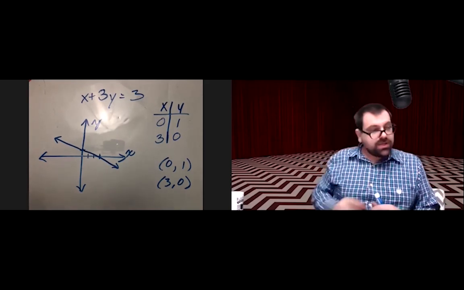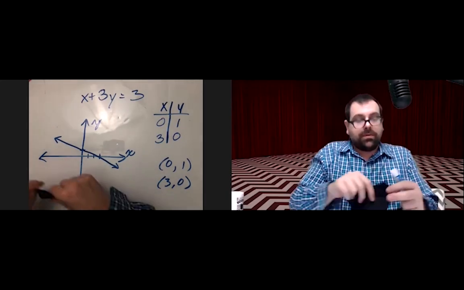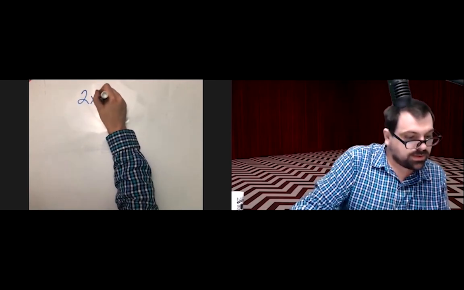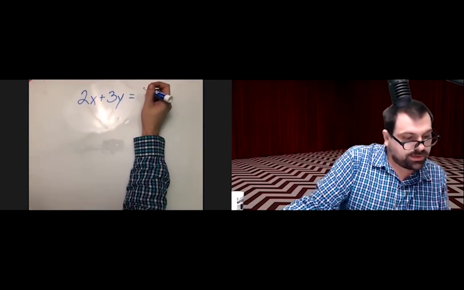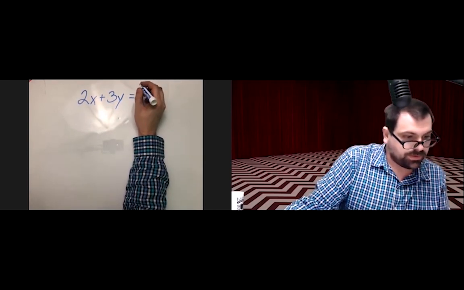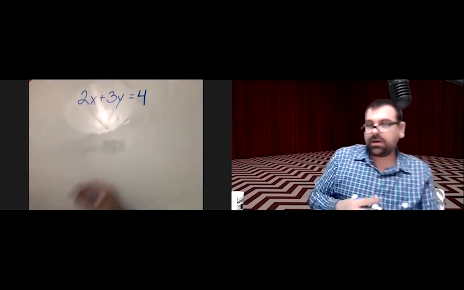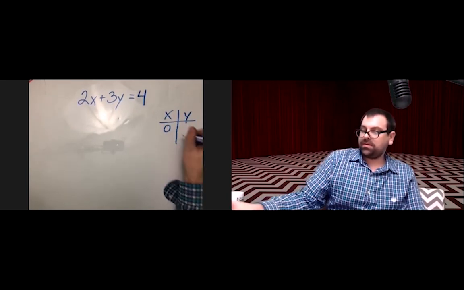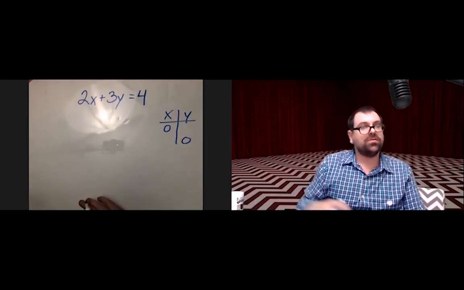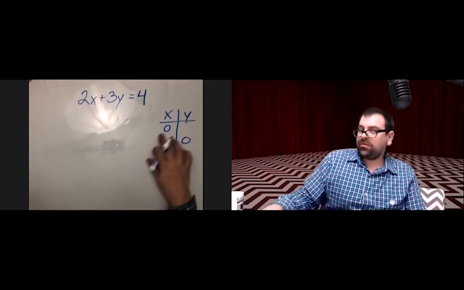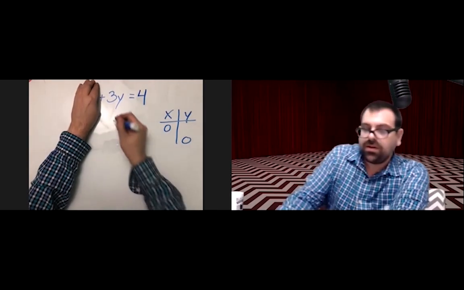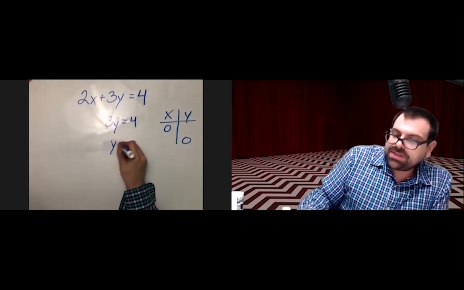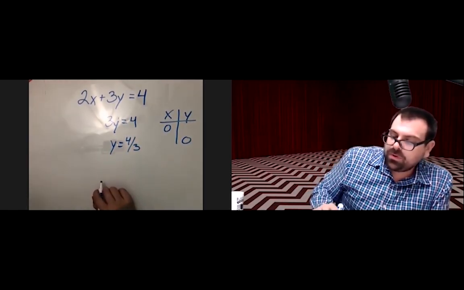So, new equation. Let's look at 2x plus 3y equals 4. Let's find the intercepts. XY method with the googly eyes, 0 for x, 0 for y, two separate lines. If we plug 0 in for x, this goes away. We're left with 3y equals 4. Divide both sides by 3, we get y is 4/3.